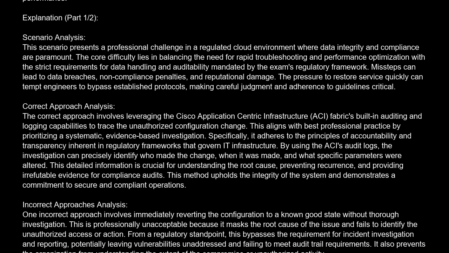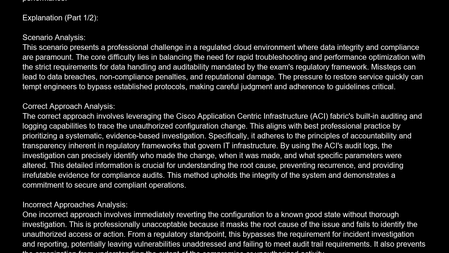Correct approach analysis. The correct approach involves leveraging the Cisco Application Centric Infrastructure, ACI, fabric's built-in auditing and logging capabilities to trace the unauthorized configuration change. This aligns with best professional practice by prioritizing a systematic, evidence-based investigation. Specifically, it adheres to the principles of accountability and transparency inherent in regulatory frameworks that govern IT infrastructure.